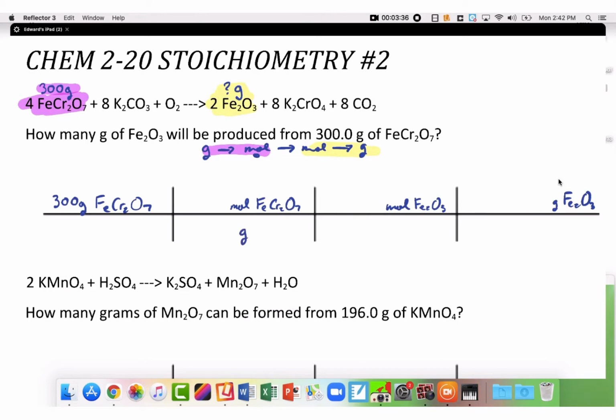Let's put grams of FeCr2O7. Where am I getting that from? Well, I'll tell you where I'm getting that from. I'm taking this right here. I'm not taking the number. I'm just taking that label and I'm crossing it down, right? Because I know that I can change moles into grams. And then what do I do in the next step? I do the same thing. I take this label and I put it down here.